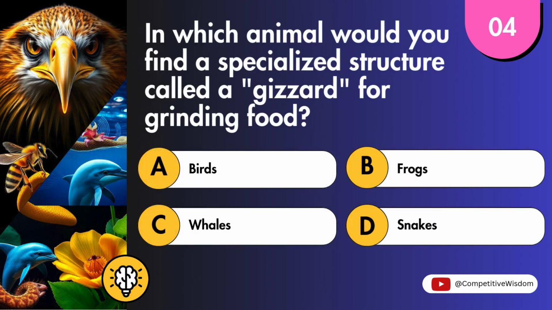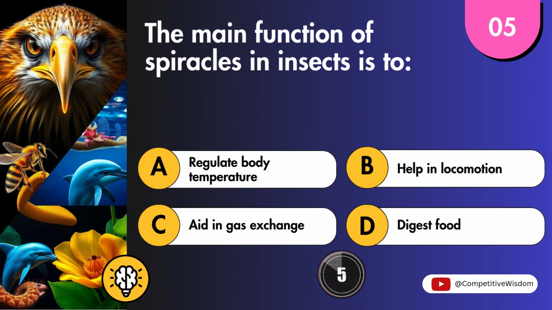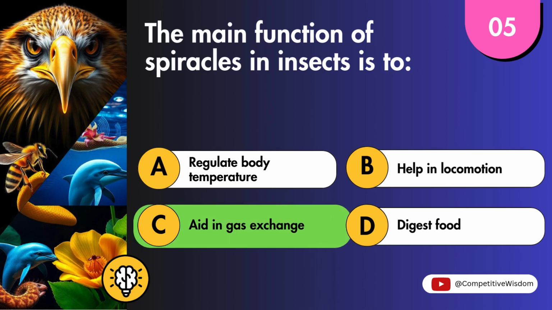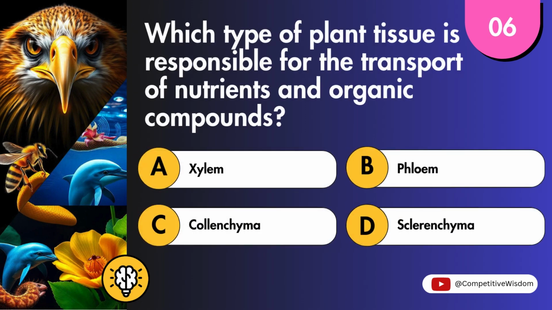In which animal would you find a specialized structure called a gizzard for grinding food? The main function of spiracles in insects is to... Which type of plant tissue is responsible for the transport of nutrients and organic compounds?